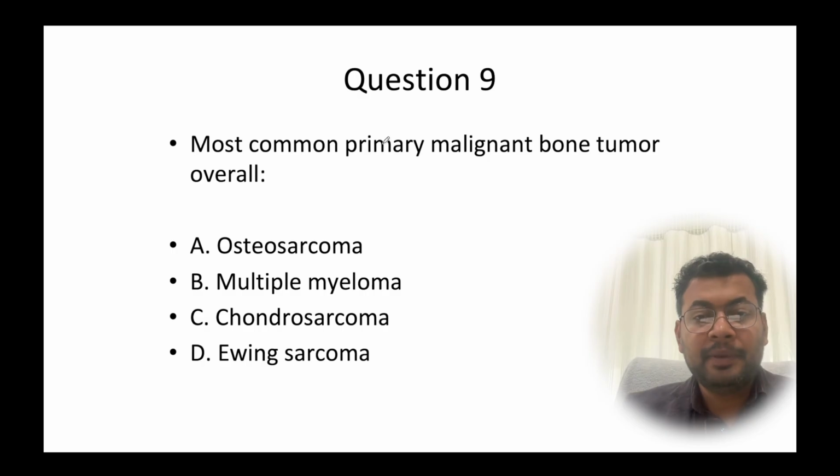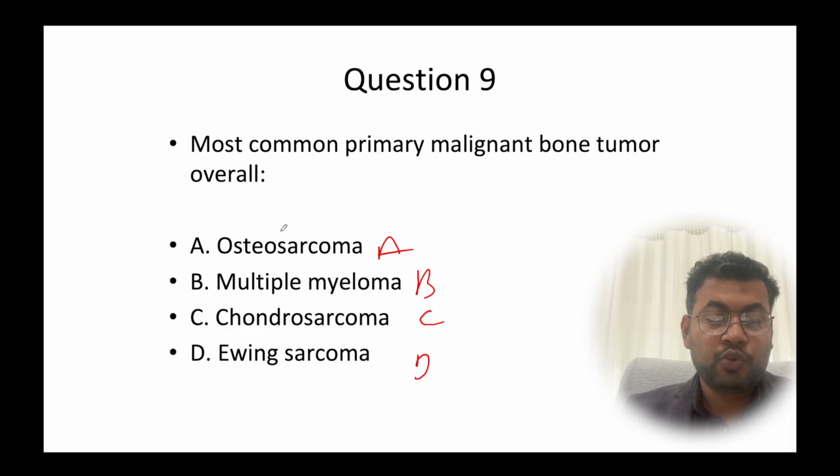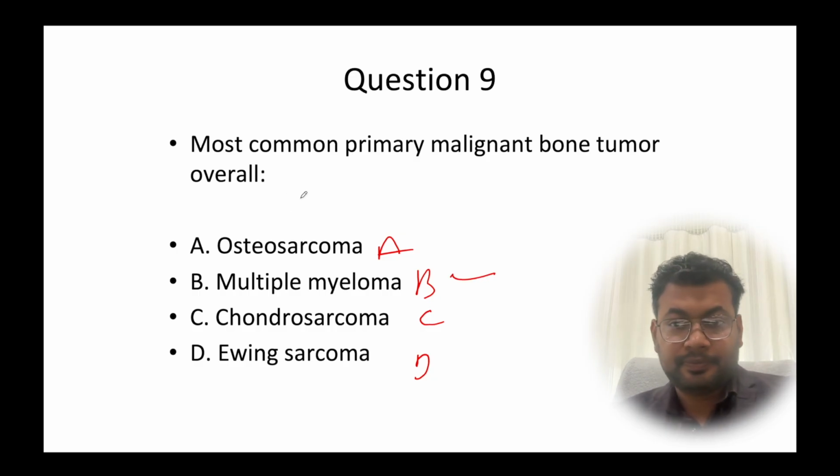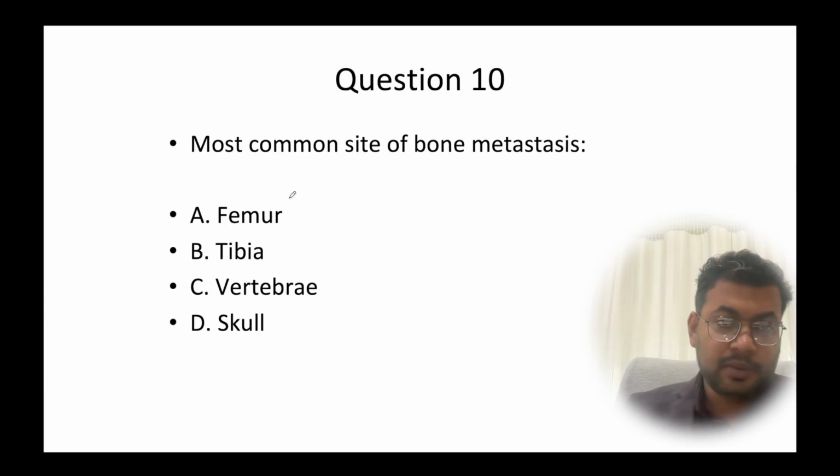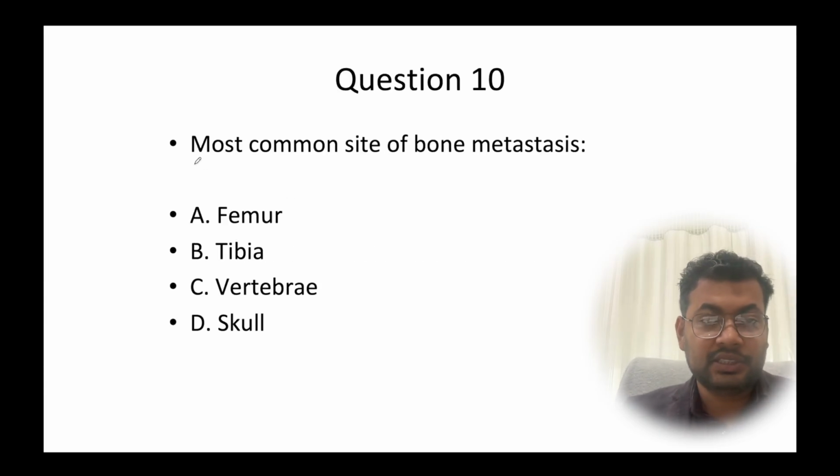Most common primary malignant bone tumor overall. A. Osteosarcoma, B. Multiple myeloma, C. Chondrosarcoma, D. Ewing sarcoma. So all these are malignant tumors, and the most common primary malignant tumor overall is multiple myeloma. So the answer is B. Multiple myeloma.